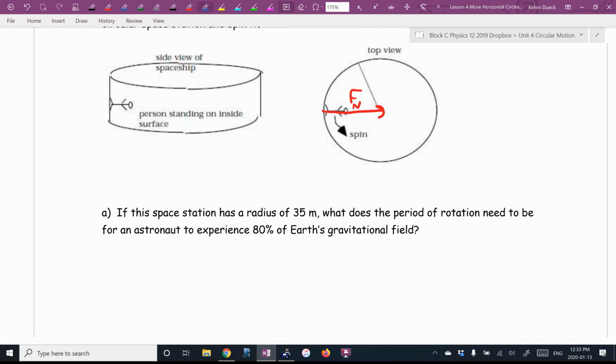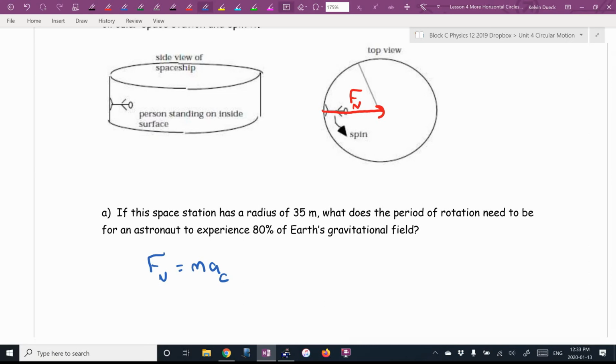So I can now set up an equation. I can say normal force is what's pushing me in a circle. F equals ma. Oh, we're moving in a circle. F equals mac. Which version of ac am I going to use? The one with the v in it or the one with the capital T in it?